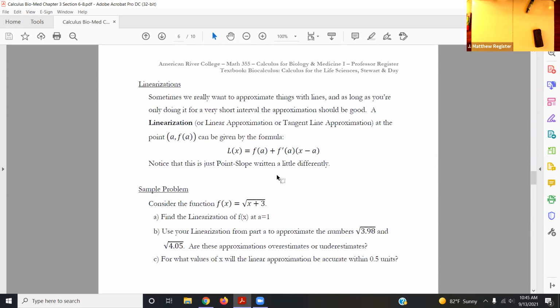What I didn't put in as a footnote, though, is the idea of linearizations. Linearizations are something that we've already done, but we also haven't. Linearizations are also known as linear approximations or tangent line approximations. Really, they're just the equation of the tangent line at a point. We know the formula for them because it's really just our point slope formula. The only difference is we move one of the terms over.